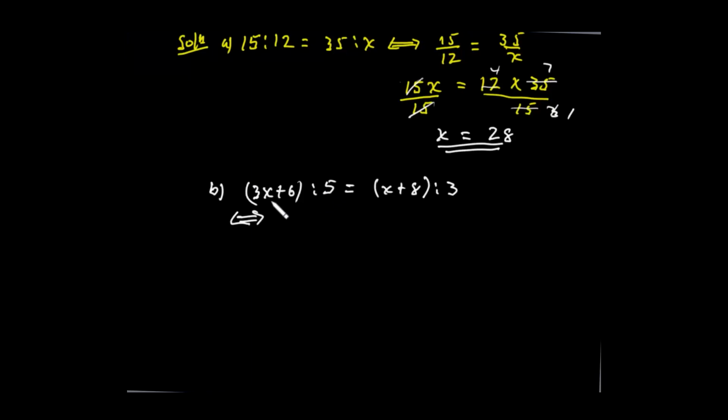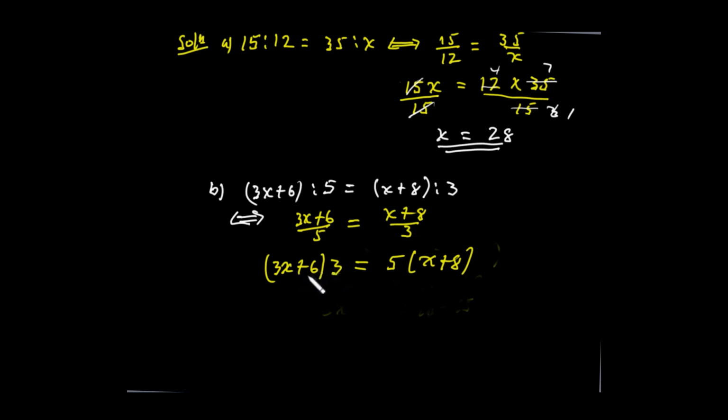B: 3x plus 6 to 5, the first ratio, is equal to the second ratio, x plus 8 to 3. For these to be equal, what should be the value of x? So we are going to use cross product. 3x plus 6 over 5 must be equal to x plus 8 over 3. Now the cross product: 3x plus 6 times 3 must be equal to 5 times x plus 8.